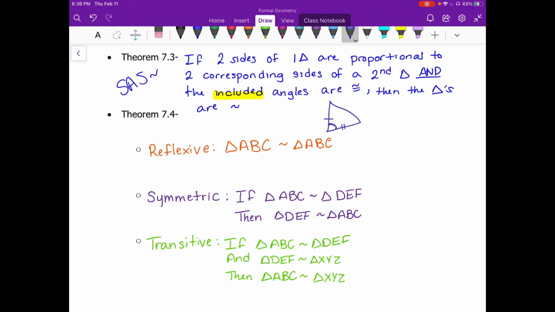The first one is the reflexive property, which says that triangle ABC is similar to itself. Next, the symmetric property says that if triangle ABC is similar to DEF, then triangle DEF is similar to triangle ABC. And, of course, the transitive property says if triangle ABC is similar to triangle DEF, and triangle DEF is similar to triangle XYZ, then triangle ABC is similar to XYZ by the transitive property.